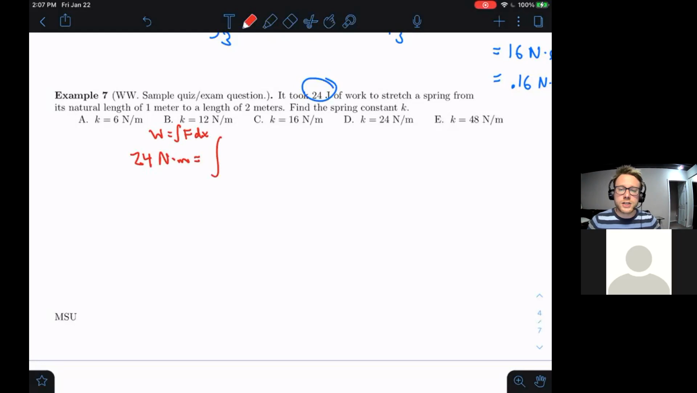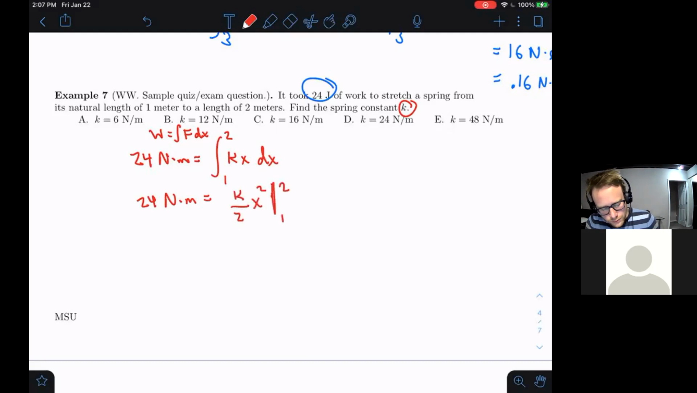This is a spring sort of problem, so Hooke's law is going to apply. So K times x dx. And the question is, what is that spring constant K? This is what I'm trying to solve for. It says that we're stretching it from 1 meter to 2 meters. So 1 to 2. If I integrate this, I get K over 2 x squared from 1 to 2. If I plug in 2, 2 squared is 4. If I plug in 1, 1 squared is 1.